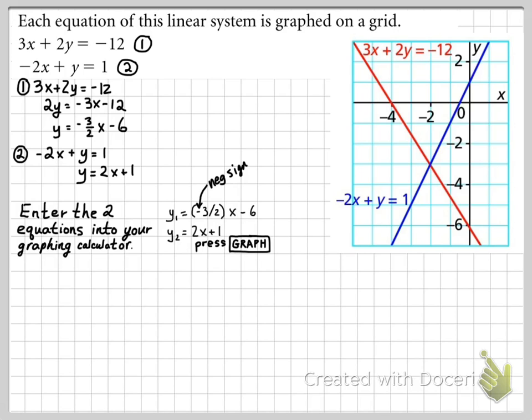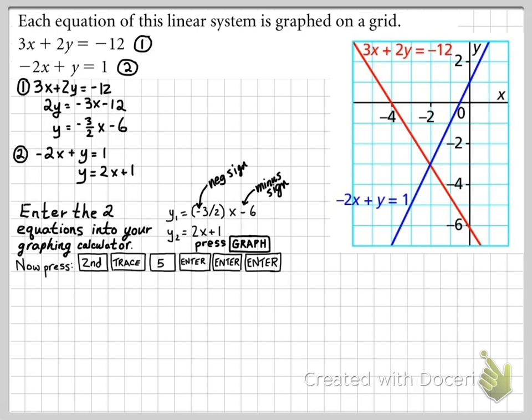Notice that the negative is the negative sign in front of the 3, whereas the minus sign is a different sign on your graphing calculators. It'll be negative 3 over 2 x minus the 6. After you've done this and you've got a picture on your graph, you're going to press second trace 5, which is calculating the intersect. Then you have to press enter 3 times.